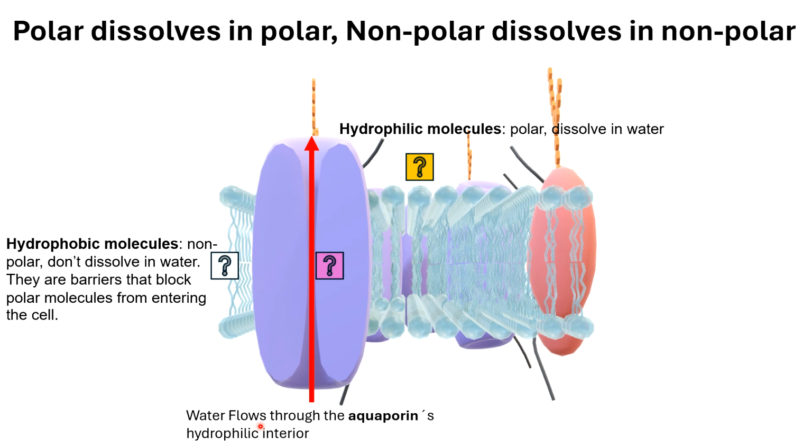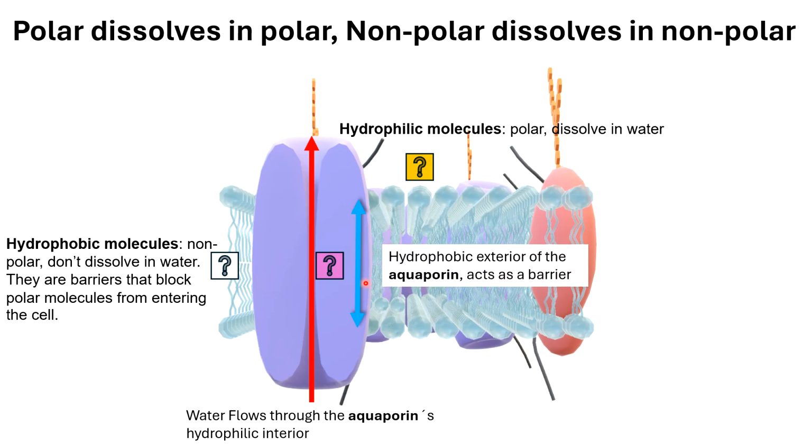Now, water is going to flow through the aquaporins, this structure right here, hydrophilic interior. Water flows through hydrophilic interiors, not through hydrophobic interiors, okay? Now, this part right here is actually hydrophobic, and is the hydrophobic exterior that acts as a barrier for water, okay? So hydrophobic areas will not have water around them. Instead, it's going to be hydrophilic interiors, okay, if that makes sense.